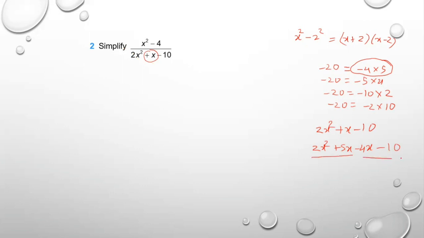Taking common again, from 2 and 5, both are prime, so 1 is common. From x square and x, x is common. So x taken common, we are left with 2x. And from here the x has gone, we are left with 5.